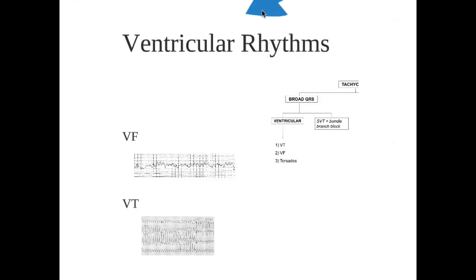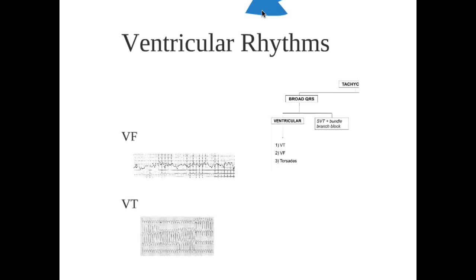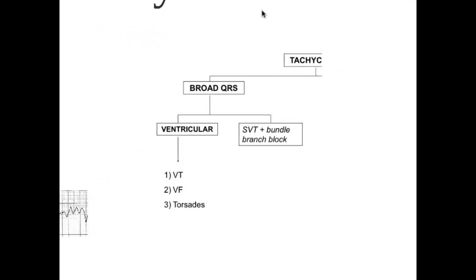Okay, so that's the basic classification system. Let's talk a little bit more now about actually what rhythms are there and why they're important. So this I've already told you: broad QRS greater than 0.12. It's either ventricular or it's supraventricular with one of those bundle branch blocks.